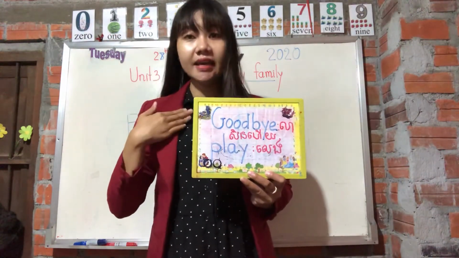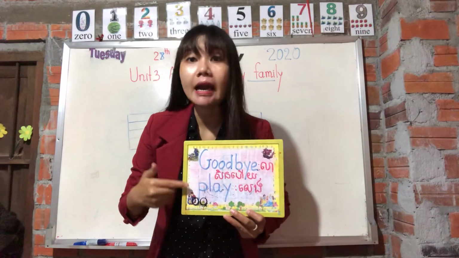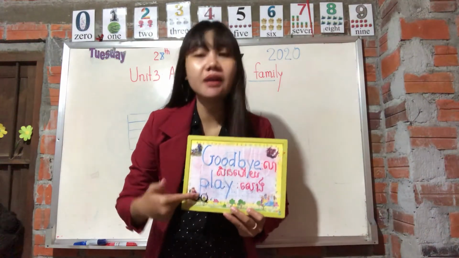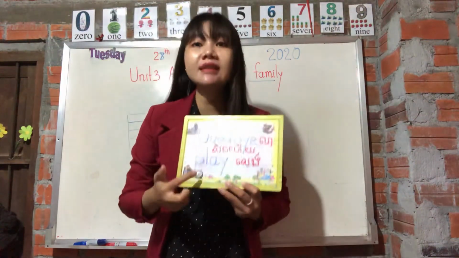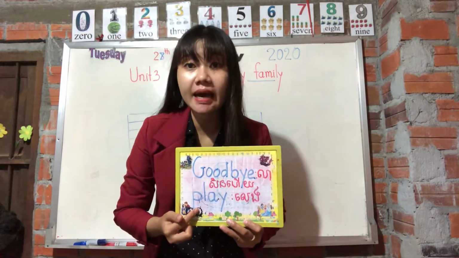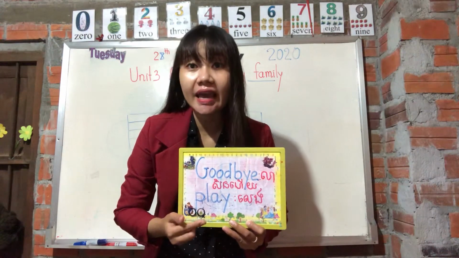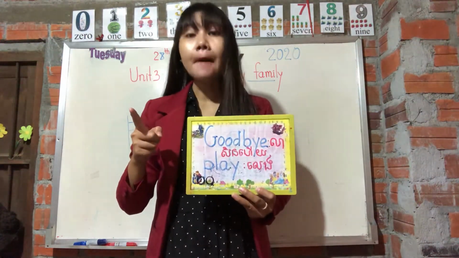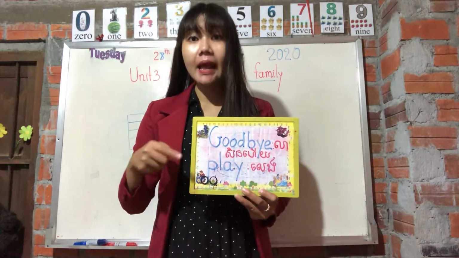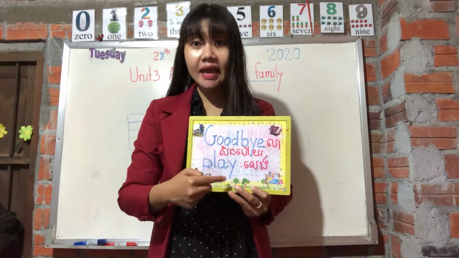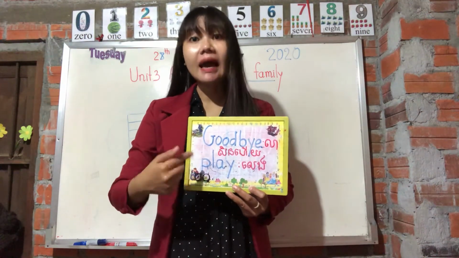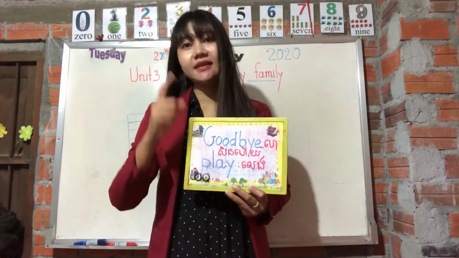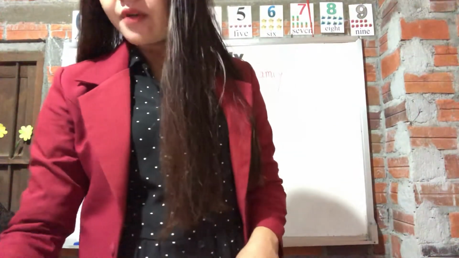Listen and listen, okay? Play. Your turn. Very good. Okay, so now listen one more time. Play, spell. P-L-A-Y. Again. Play, spell. P-L-A-Y. One more time, please. Play, spell. P-L-A-Y. Okay, good. So class, I write the words on the whiteboard for you, okay?